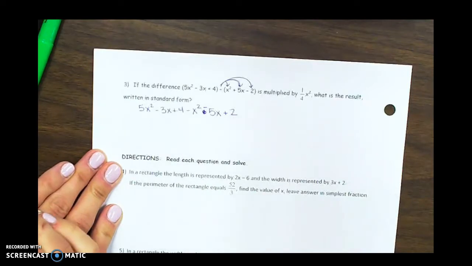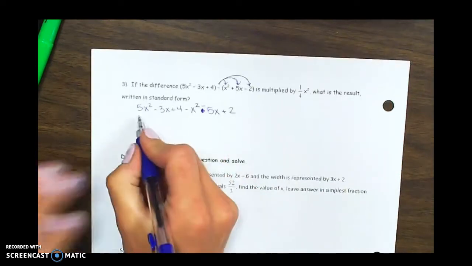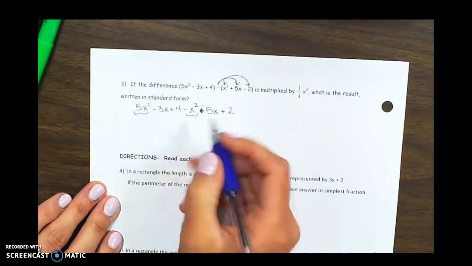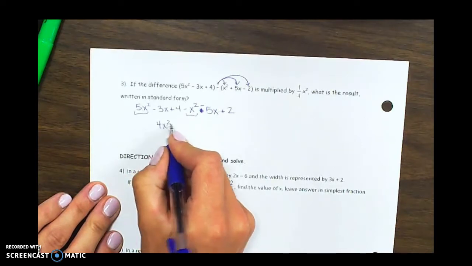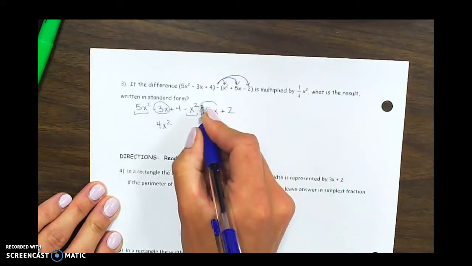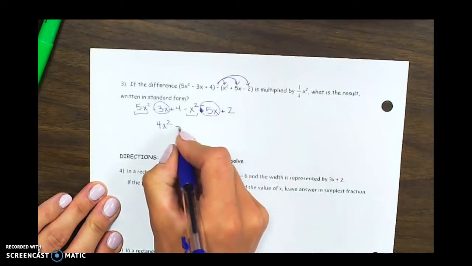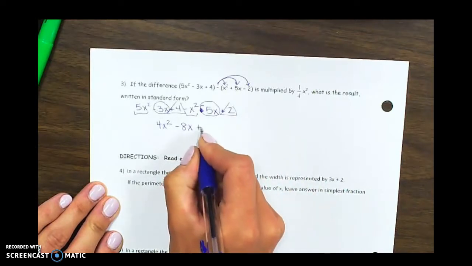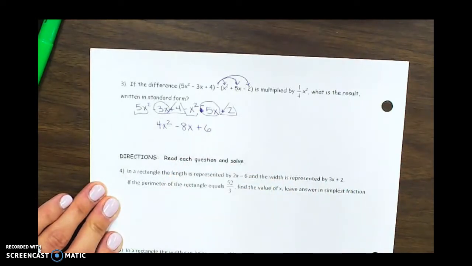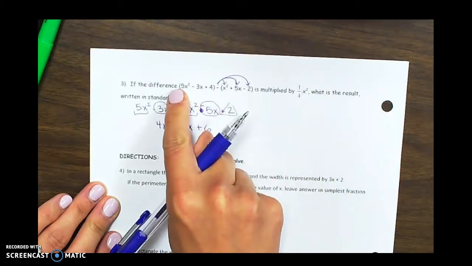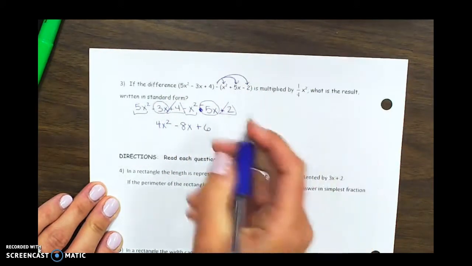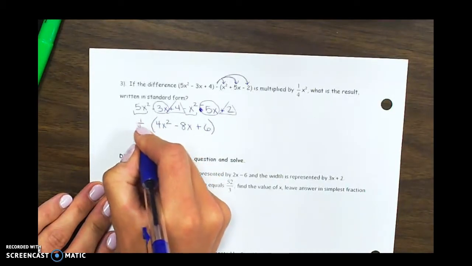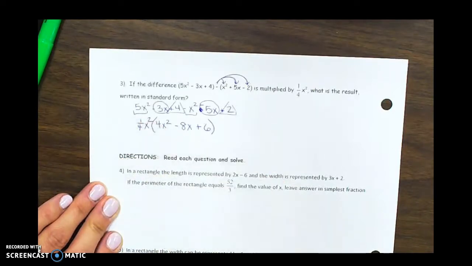Okay, now I'm going to go ahead and combine my like terms. So here we have 5x squared minus x squared gives us 4x squared. Negative 3x minus 5x is going to give us negative 8x. And then 4 plus 2 gives me a positive 6. Okay, now that we found the difference, now we have to multiply this by 1/4 x squared. So I'm going to put parentheses around it, and I'm going to go 1/4 x squared.